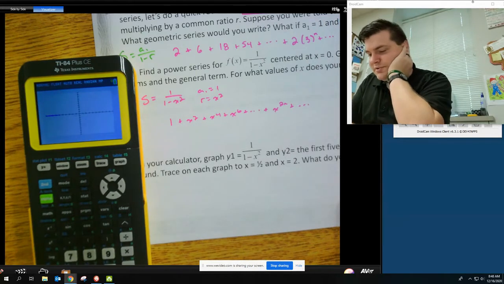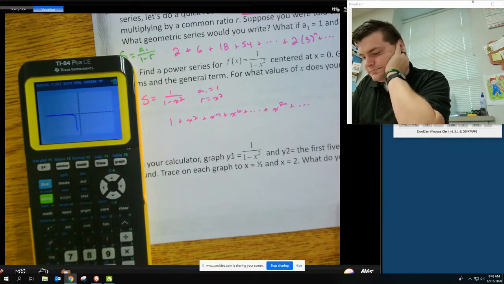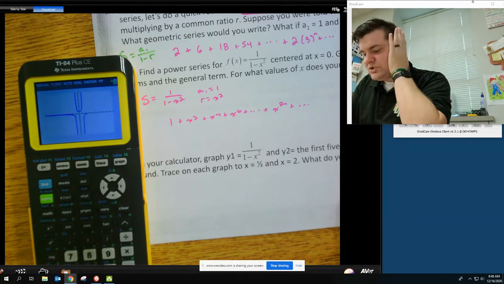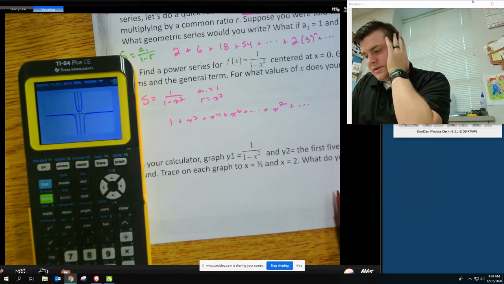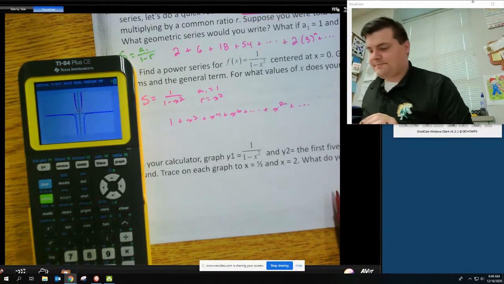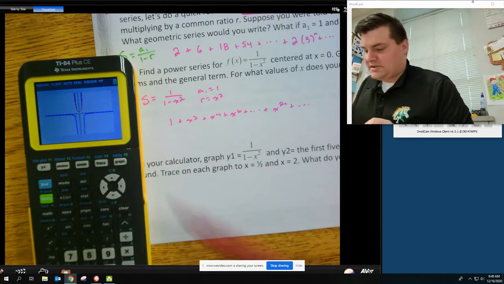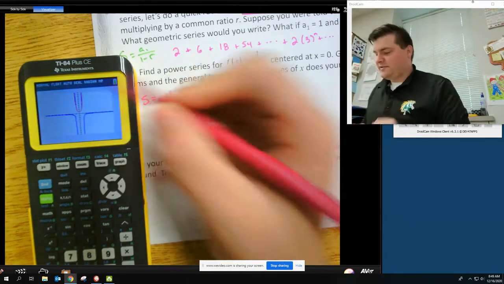So the first one's in blue. There it is in blue, and let's see what the first 5 terms look like here. There you are. I think that's really going to be about it. Then again, remember, it's going to be very accurate in the center, which is 0, and less accurate as you get further and further out.